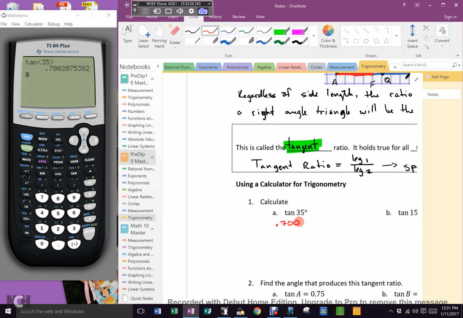If your calculator doesn't do that, then you got to reverse the buttons. You would hit 35 tan. Everybody else is hitting tan 35. Sometimes equals, sometimes not. You probably didn't need to hit equals.